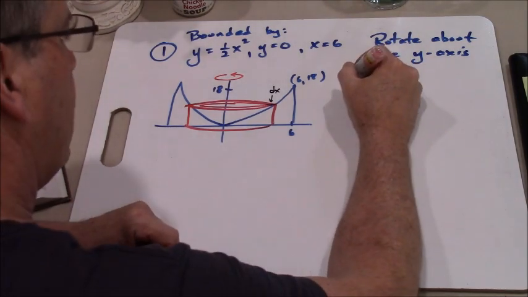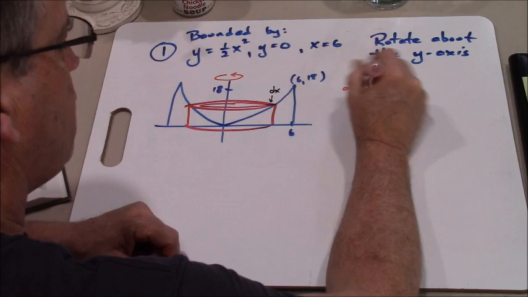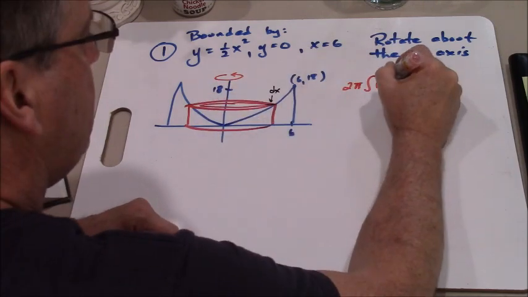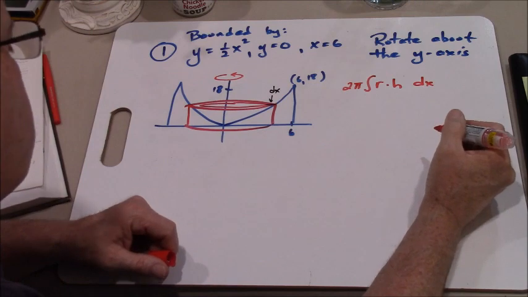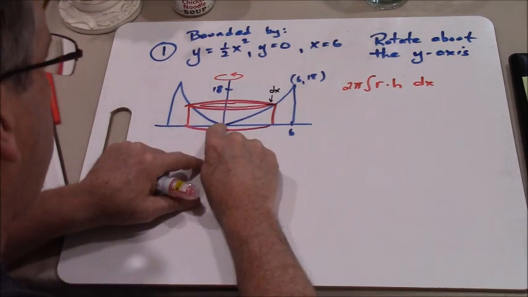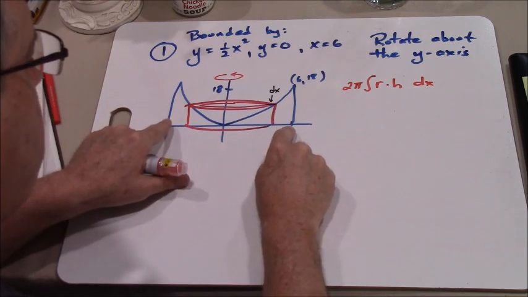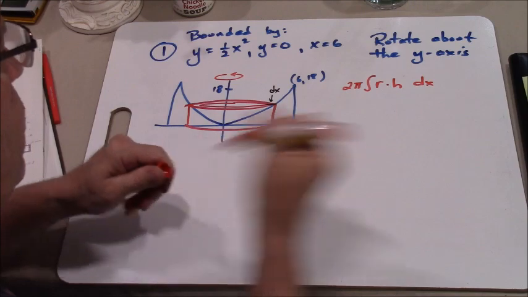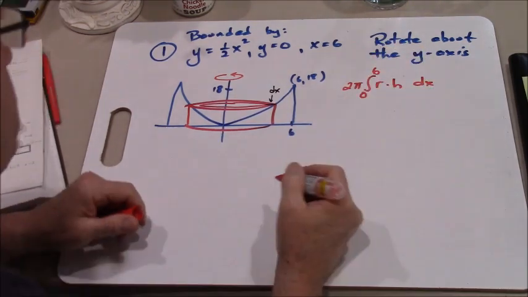All right, so we've got 2 pi times the radius, that's our circumference around, and then times the height, and we want everything in terms of x. So the smallest shell will be right here at the origin, going around the y-axis. The largest one will be out here at x equals 6. So we want this integral to go from 0 to 6.